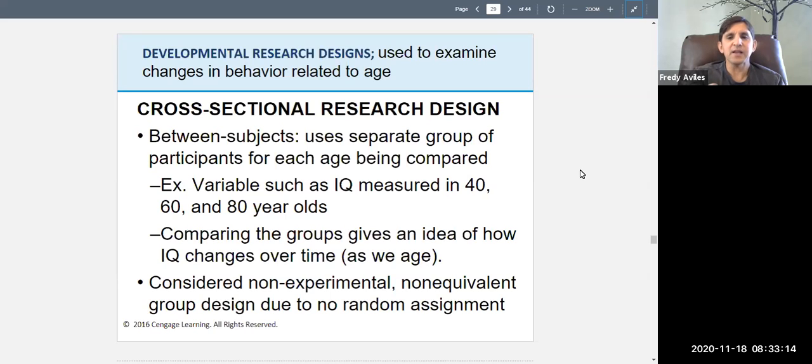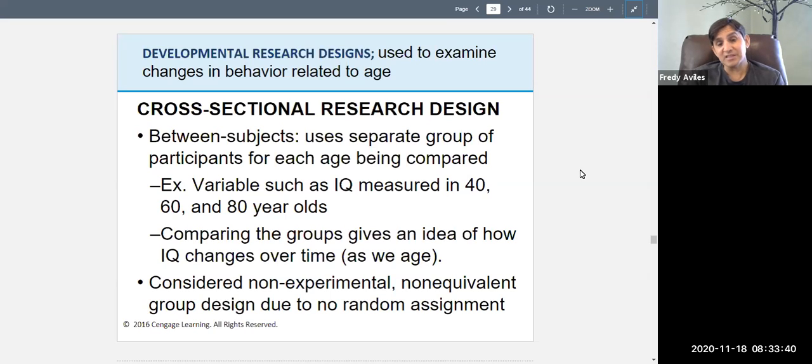So you can measure, let's say, the IQ of people at age 40, 60, and 80. You can give them an IQ test. Give people who are 40 years old an IQ test. Give those that are 60-year-olds an IQ test, and those that are 80-year-olds an IQ test. Same IQ test. And you can see how IQ kind of changes over time to some extent.